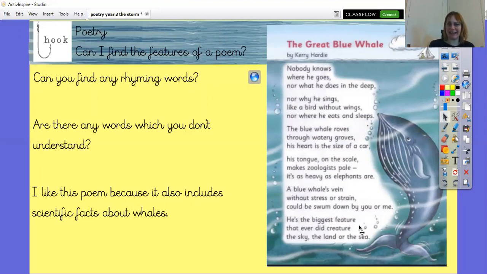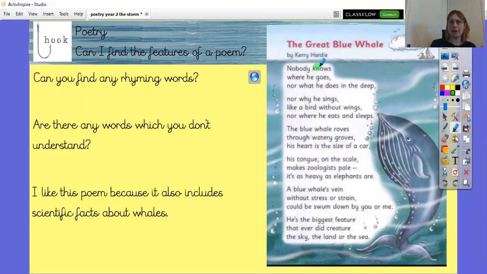Now, when I read this, I thought, oh, maybe they've made a mistake here, and maybe they meant to put these words the other way around. Maybe they meant to say he's the biggest creature that ever did feature in the sea, the land and the sky. But I looked and looked and found lots of versions of the poem written the same way. So I think that's a really deliberate mistake by the poet to play with words a little bit more. And that's what's really good fun about poetry, is that you can have a go at playing around with words a great deal. So let's have a go at seeing if we can spot the rhyming words.